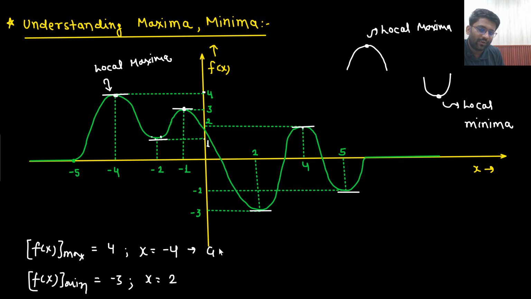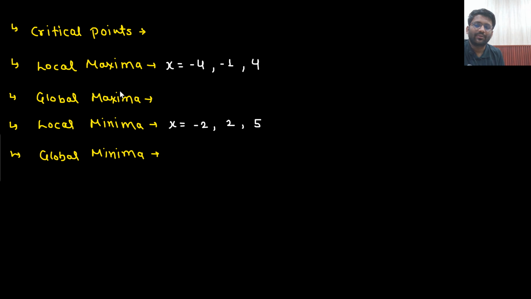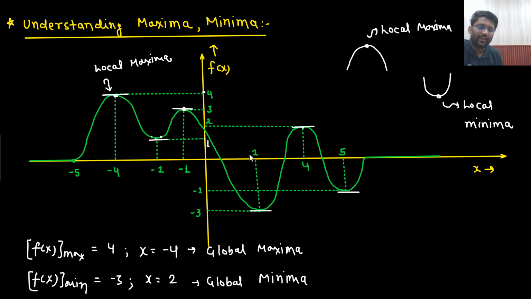So this is the point of global maxima, and this is the point of global minima. So he is the maximum possible value and he is the least possible value. At what points of x are they occurring? At x equals -4 and at x equals 2. That means who is your global maxima? x equals -4. And who is your global minima? x equals 2. Is that understandable to you?